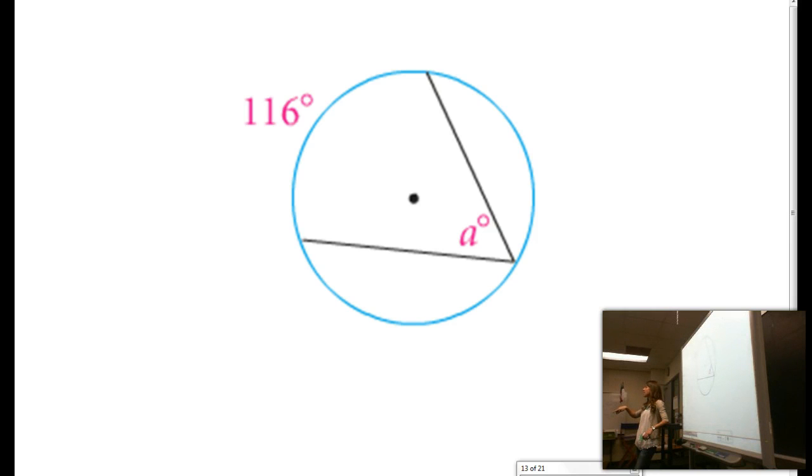We learned yesterday that to find the measure of an inscribed angle, what do we do with the arc? Divide by 2. 58 degrees. 116 divided by 2.